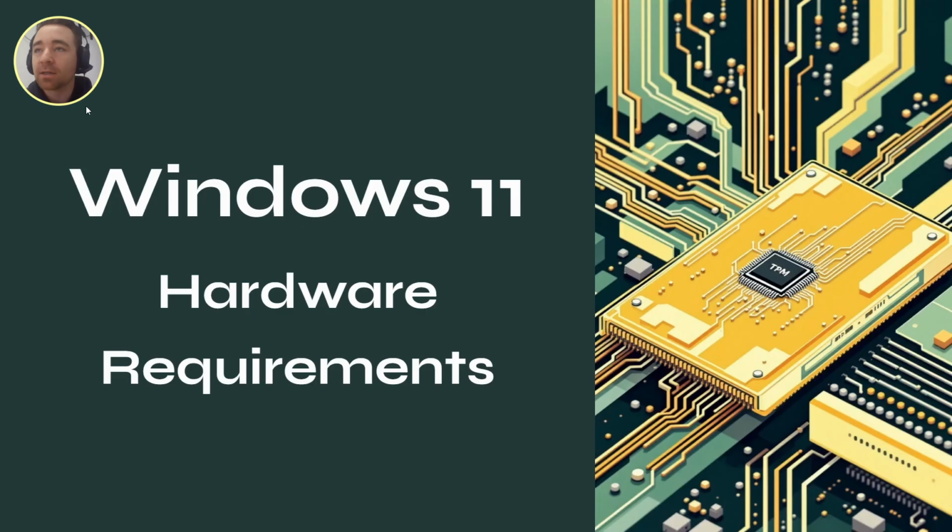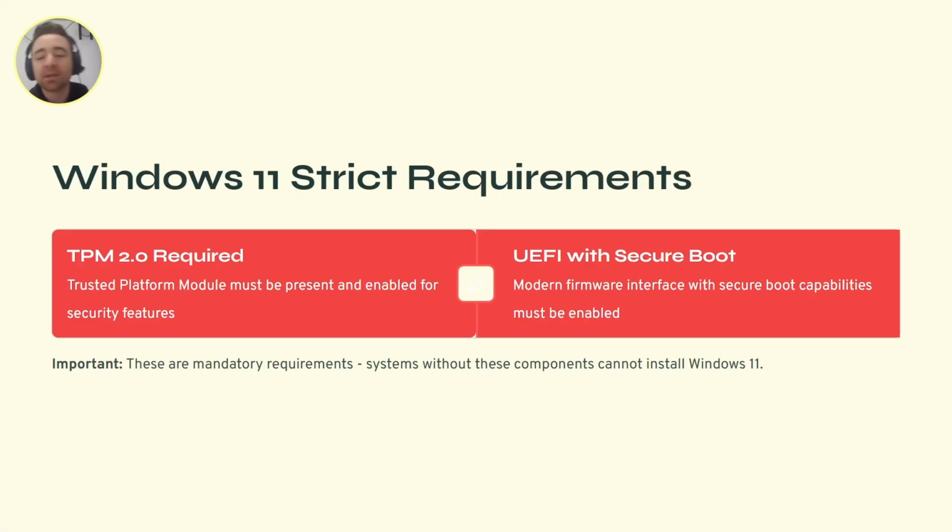Windows 11, finally the last stop point here, some hardware requirements for Windows 11. There's 2 things you need to have. You have to have these. You have to have a TPM, a Trusted Platform Module 2.0, okay? And it must be enabled for those security features. If you don't have that, you cannot have Windows 11. You also need to have a UEFI BIOS with Secure Boot enabled. So a modern firmware interface with Secure Boot capabilities, and those Secure Boot capabilities have to be enabled. So TPM 2.0 and a modern UEFI BIOS with Secure Boot enabled. Mandatory requirements. If your system does not have these components, you cannot install Windows 11.